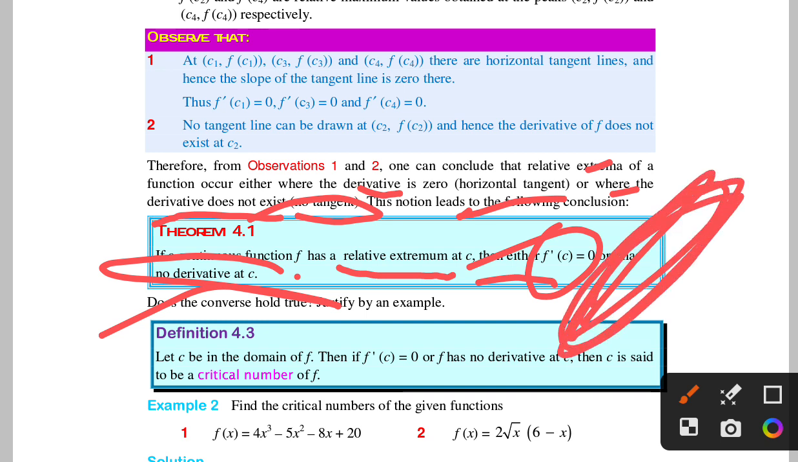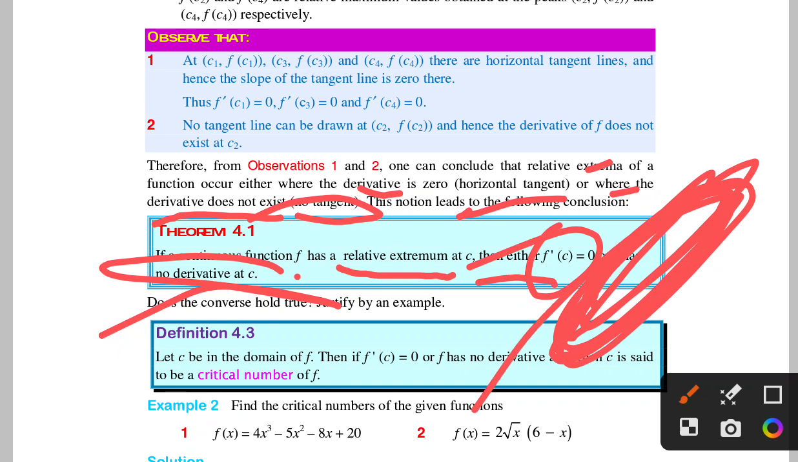extreme value, no absolute minimum and absolute maximum, when the function is continuous but the derivative doesn't exist. But when the function is continuous and the derivative exists or doesn't exist, there is relative extrema, relative minimum and relative maximum.